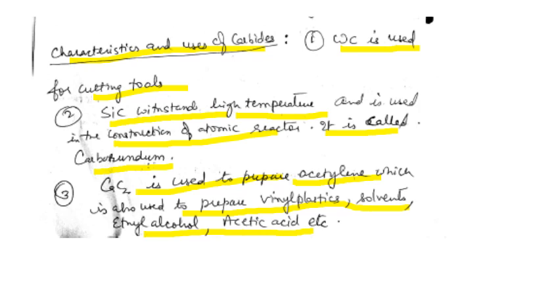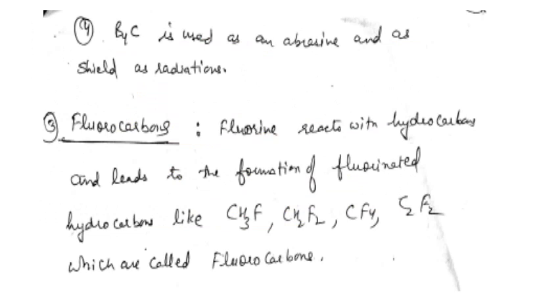So there are various applications of the carbides we have seen, covalent or ionic, acetylide or methanide. One more application: boron carbide is used as an abrasive and as a shield against radiations. So we have seen the compounds of carbon, the carbides.